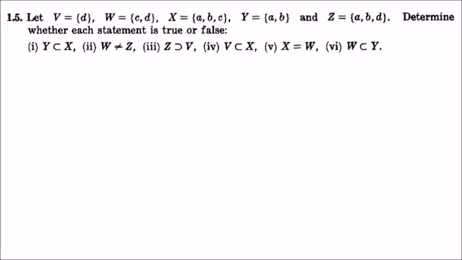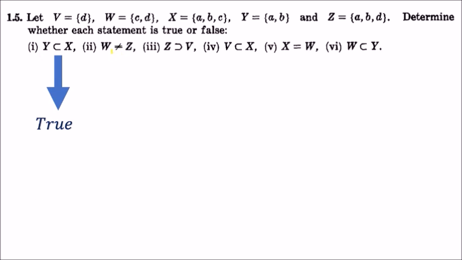For problem 1.5, set V equals the set containing D, W equals CD, X equals ABC, Y equals AB, and Z equals ABD. Determine whether each statement is true or false. So, number 1 here, Y is a subset of X. So, tinanong muna natin yung Y. Y, meron siyang element na A and B. And then yung X, meron siyang element na A, B, C. So, obviously, yung AB na nasa Y ay nandun din sa X. So, therefore, itong number 1 natin, Y is a subset of X, is true.